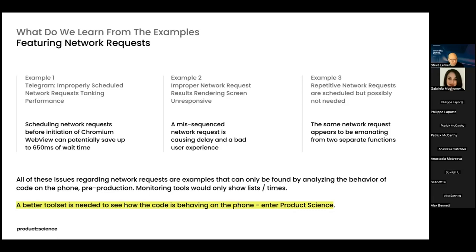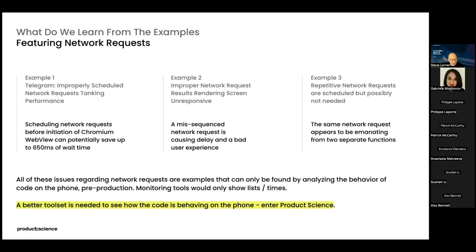That is demonstrable. Number two was an improper network request that was rendering a screen unresponsive, pulling up a blank list. So this is missequenced and is causing delay and a bad user experience. This is easily able to be remediated by having the network request do something useful or by refactoring the UI so that the user flow moves on while whatever is needed to happen on the network happens, rather than a blank list.